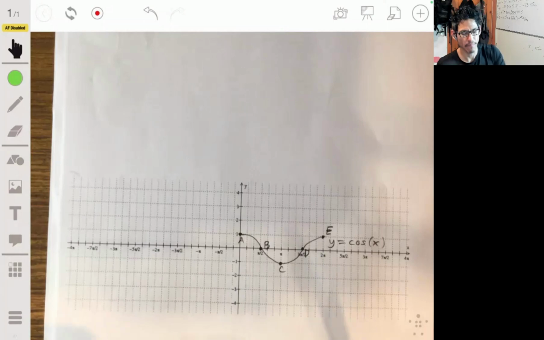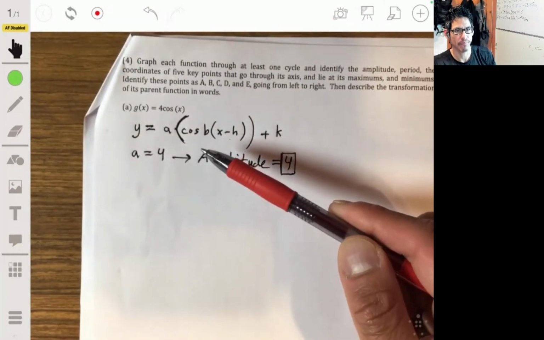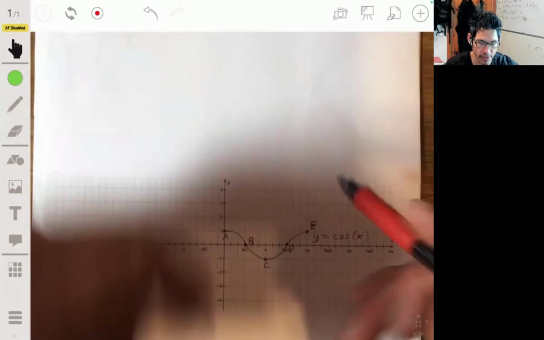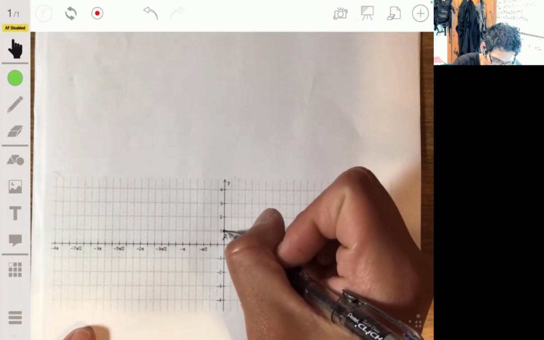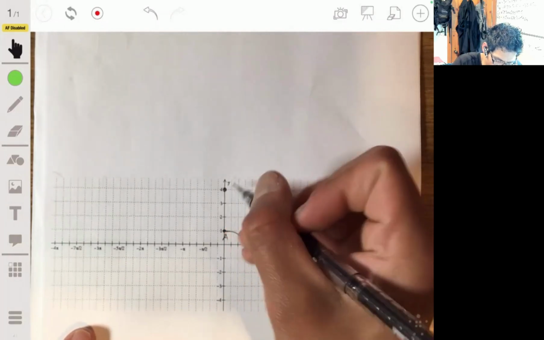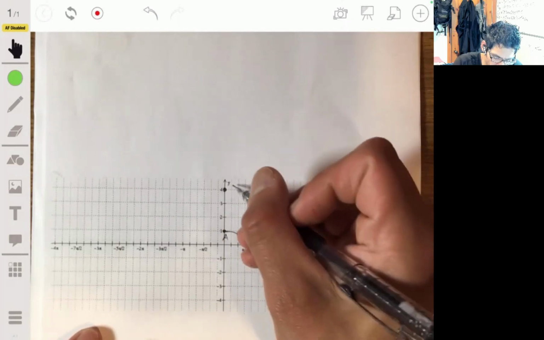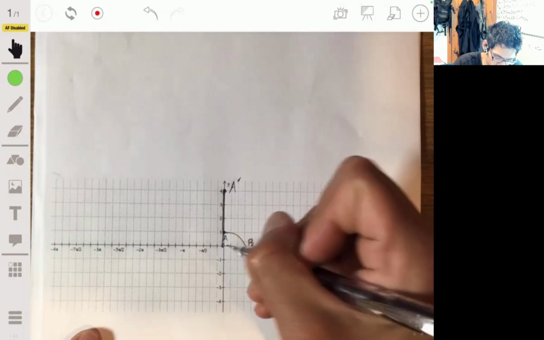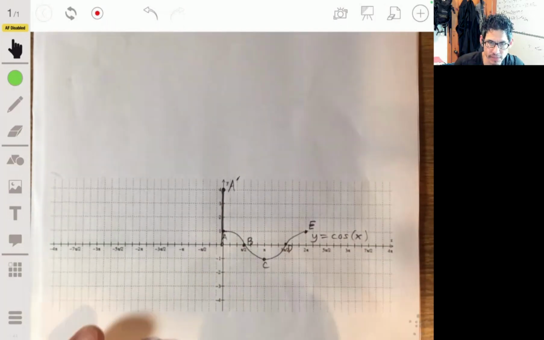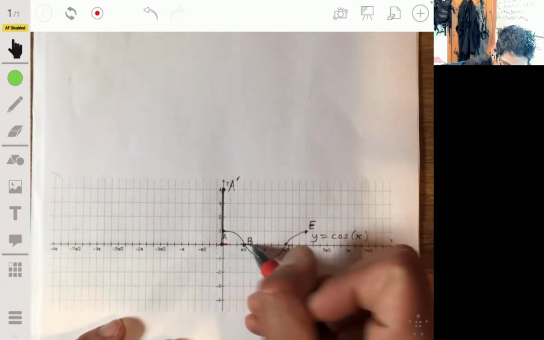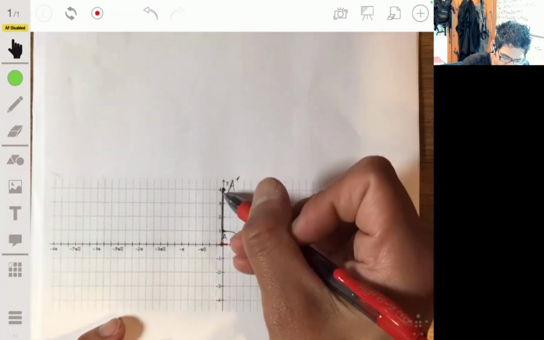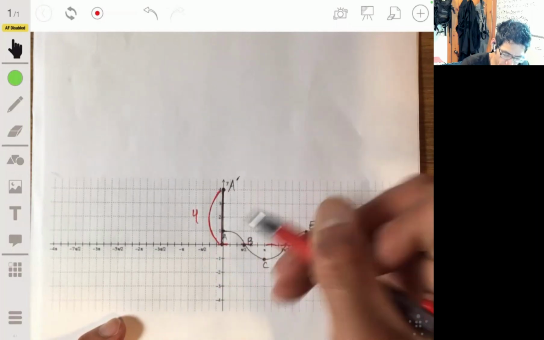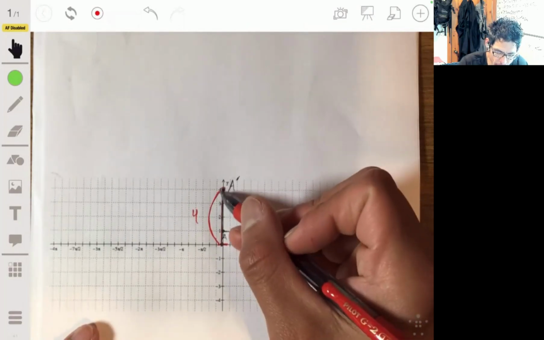Now, when we have an amplitude of 4, all you're really doing is making the graph 4 units tall, so you're stretching it vertically. Instead of A being here, you're going to have A prime over here at 4. To see the height from here to the horizontal axis, which we call the midline, the amplitude is 4. So then A prime will be over here.